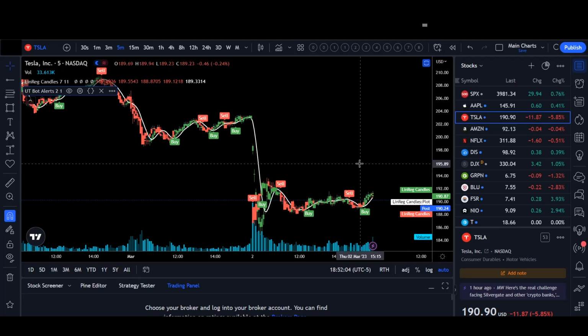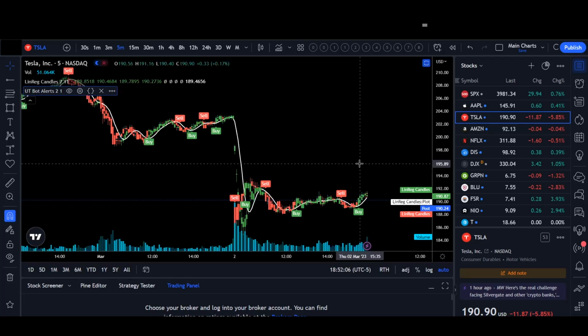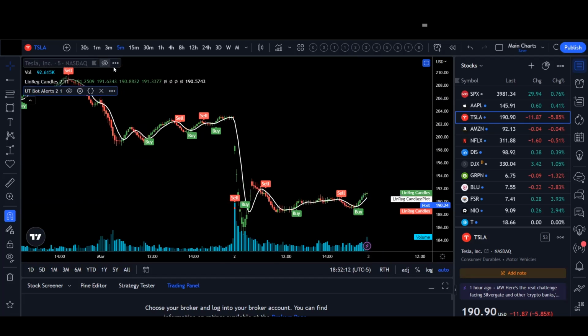This can be a little confusing with the normal candles and the linear regression candles together. So we're just going to click off the main candles so it's easier for us to make these trades. Now, let's get into exactly what this strategy is. It's super simple. This is one of the simplest strategies out there, and that's why it's so effective, because it works for traders at all levels, right?